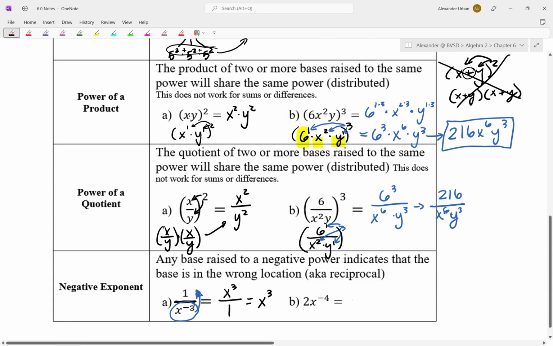The second problem's a little trickier because we should rewrite it as 2 times x to the negative 4th. The 2 and the x are their own bases. And this is an important fact that we have to realize. The x has its own power and the 2 has its own power. The 2 has a power of 1. So it's not moving anywhere. It's going to stay on top. But the x has a negative power, so that means it needs to go from the numerator to the denominator. And so now it's going to be 2 over x to the 4th. And this is our final simplified version.